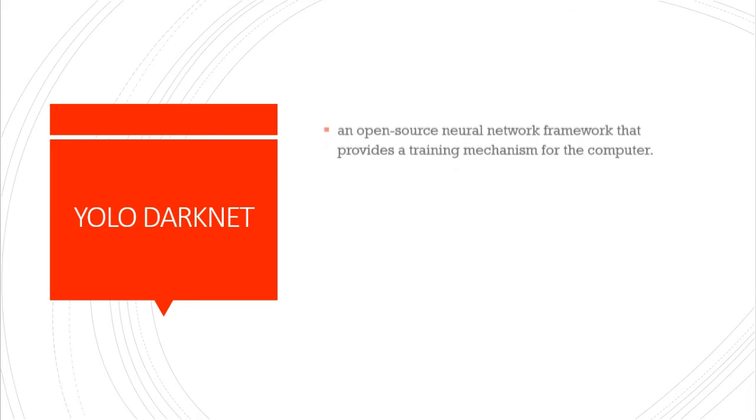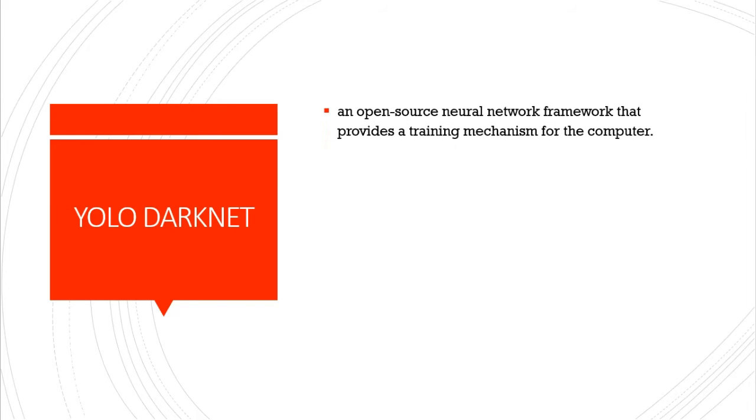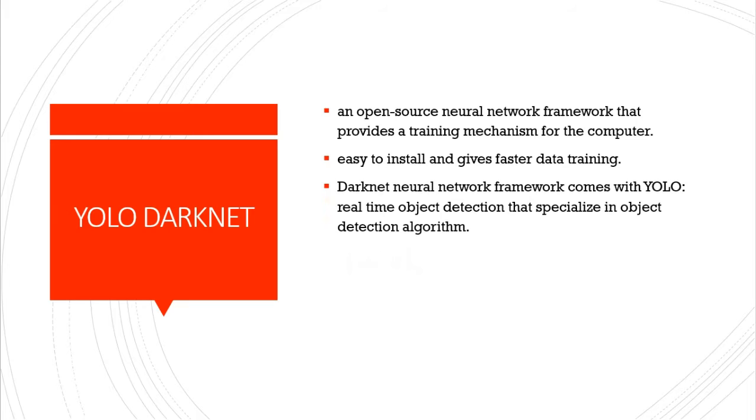In our project, we have been using YOLO.NET, an open source neural network framework that provides a training mechanism for the computer. The reason we use it is because .NET is easy to install and gives faster data training. The .NET Neural Network Framework comes with YOLO real-time object detection that specializes in object detection algorithm. YOLO is basically a CNN, and it is made up of mostly convolutional layers.